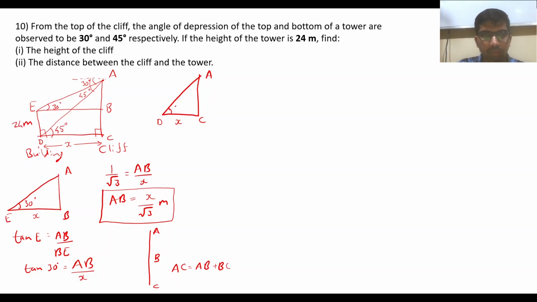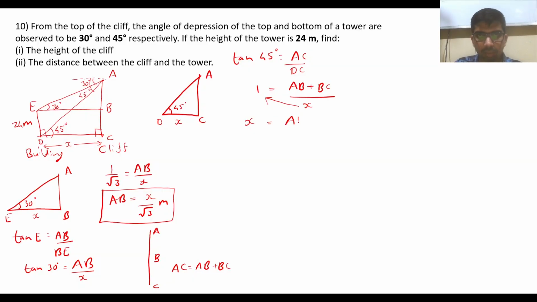So this is 45 degree. So apply tan formula, tan 45. Tan 45 is how much? Opposite upon adjacent AC upon DC. 1 होता है. AC के वैल्यू कितना है? AC is how much? AB plus BC. ठीक है. AC is made by AB plus BC and DC is X. So X will be AB plus BC.